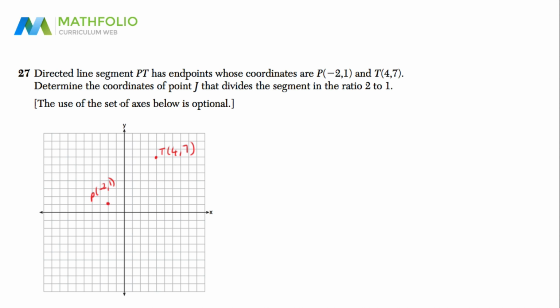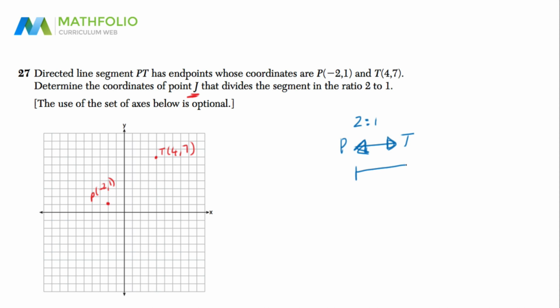It says determine the coordinates of J that divides the segment into the ratio of 2 to 1. So the trick to do this is when you're told that it's going to be a 2 to 1 and it's dividing the segment P to T, we've got to think, by this ratio 2 to 1, where's it closer? Is it closer to P or to T?